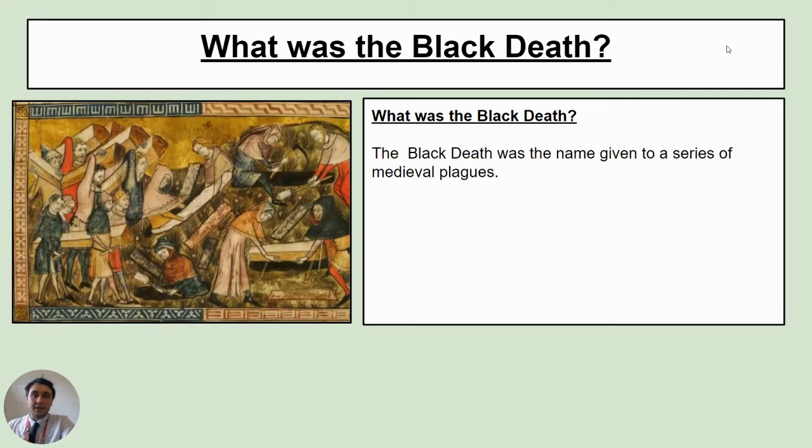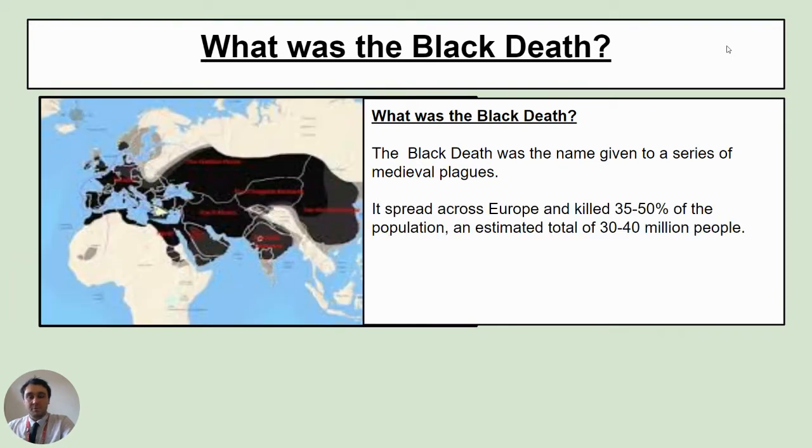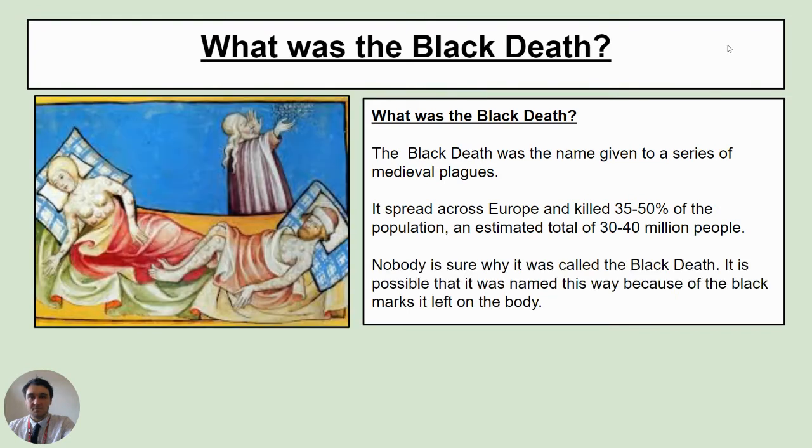Okay, so what was the Black Death? Well, the Black Death was a name given to a series of medieval plagues. It's not just one. And what happens is this plague sweeps across Europe and it killed about 35 to 50% of the population. It's very difficult to keep track with medieval records. That's an estimated total of about 30 to 40 million people. It is a huge historical event as a result.